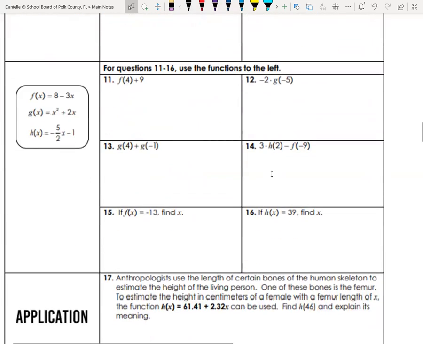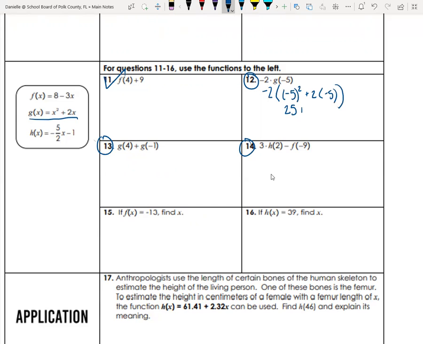Coming down to some slightly more difficult, we know how to do 11. We'll do 12 and 13 and probably 14. So 12, we're going to take g at 5 and multiply it by negative 2. So we'll have negative 2 times whatever g at 5 is, which g is over here. So negative 5 squared plus 2 times negative 5. 5 squared is going to be 25 and negative 10. 25 minus 10 gives me 15 times negative 2. That gives me negative 30.